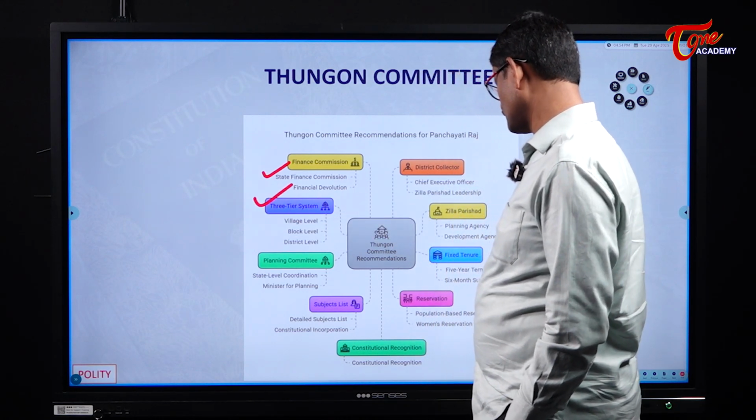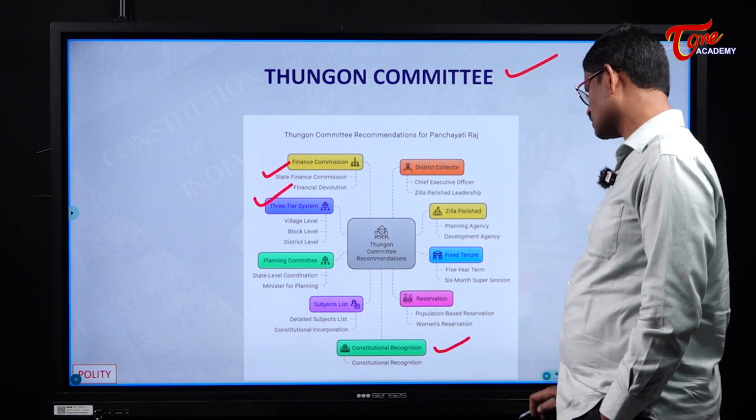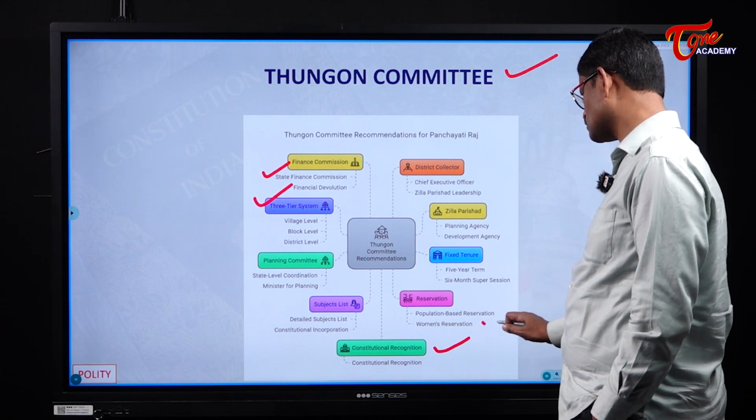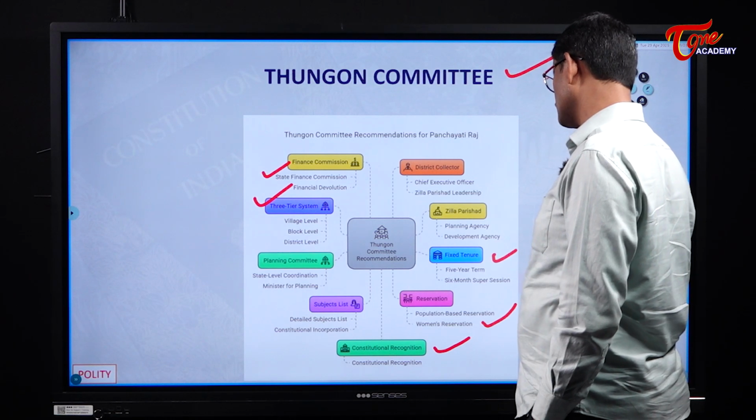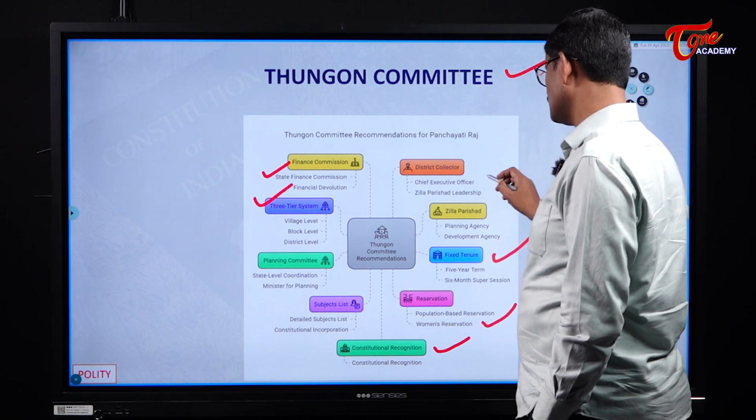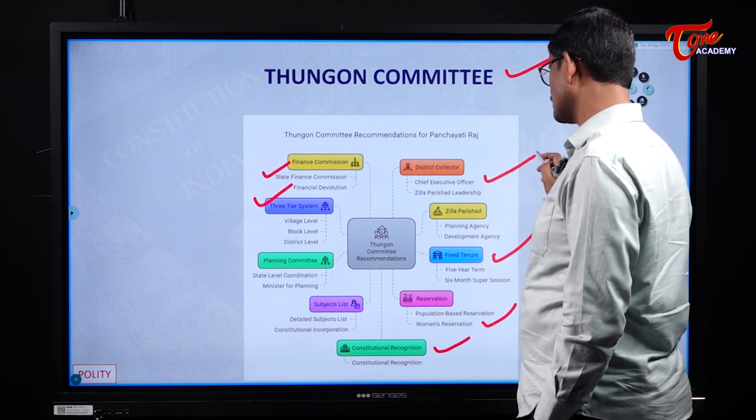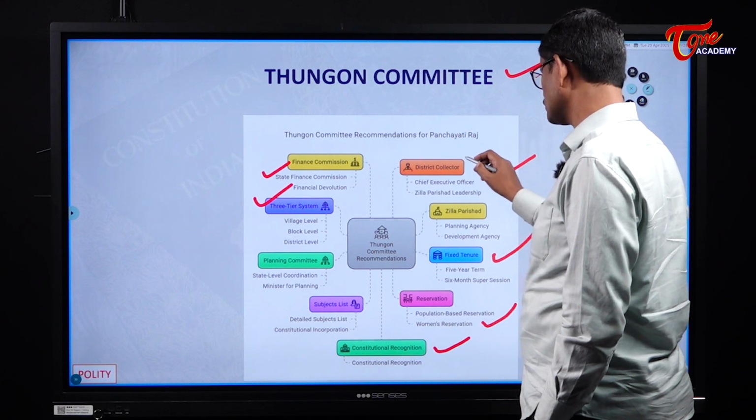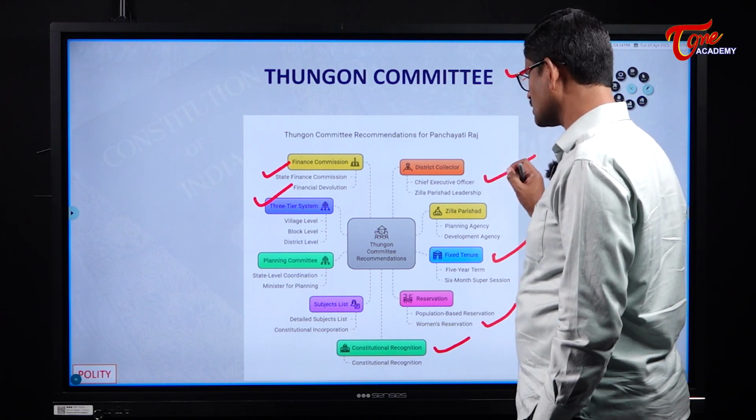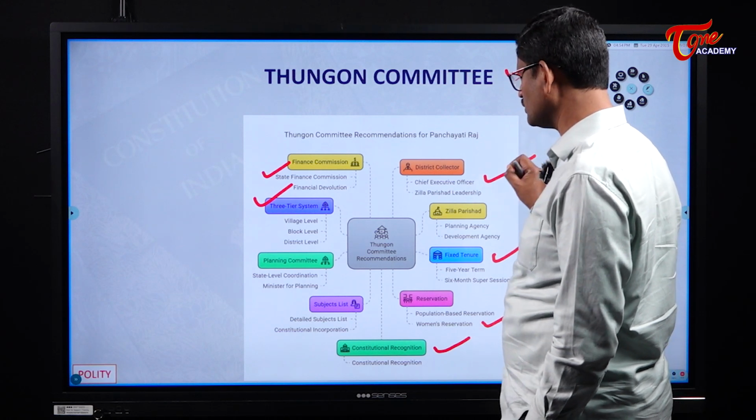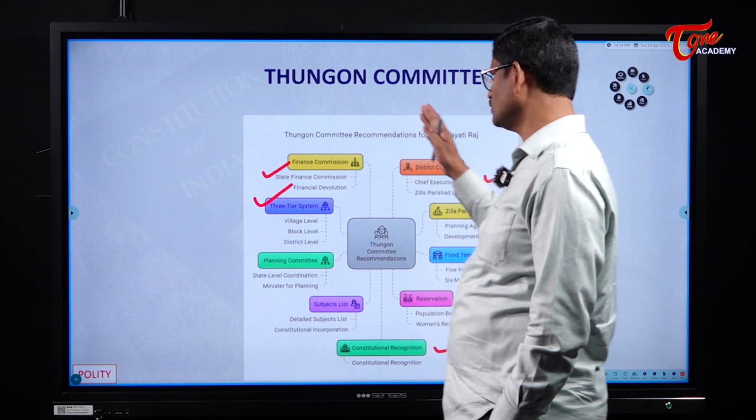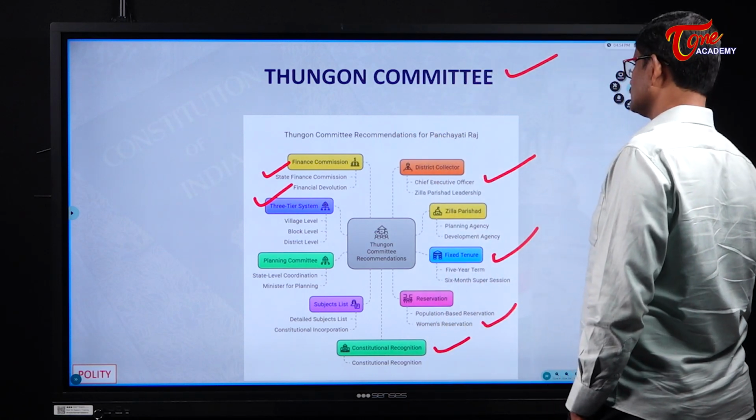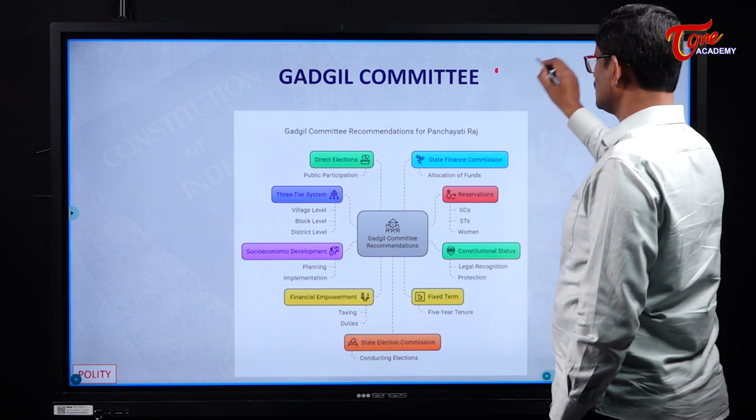Then it recommended constitutional recognition. It has recommended reservations for women on the basis of population, a fixed tenure of 5 years, and there shall be a chief executive officer for the Jilla Parishad, and he should be the district collector. So the district collector should be the CEO of the Jilla Parishad. These are the important recommendations of the Thungon committee. The next one is the Gadgil committee.